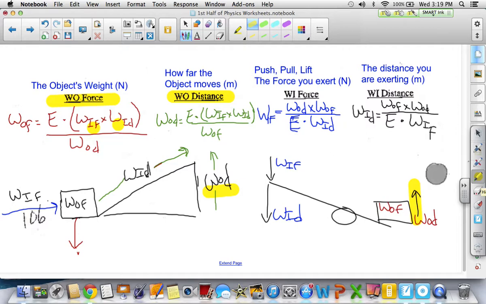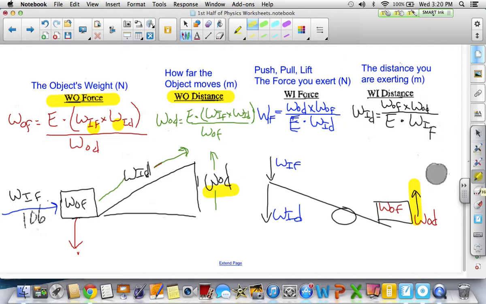You can find the work output distance by taking the efficiency times the work input force times the work input distance, that quantity, divided by the work output force. So again, do the same thing. Work input force times work input distance, times your efficiency, divided by the work output force, will give you the distance the object moves.